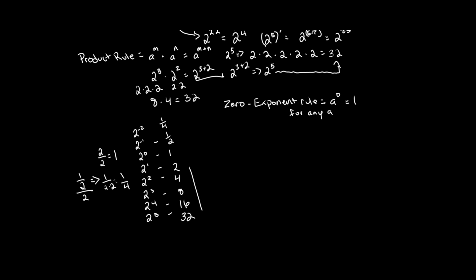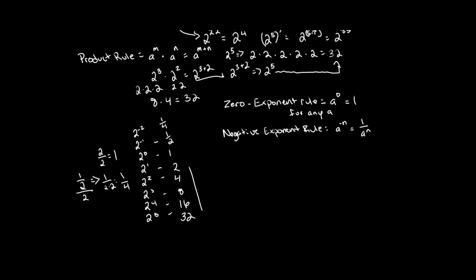Now let's take note of something. Well, first, I guess first let's talk about the rule. Let's talk about the negative exponent rule. That is that a to the negative n is equal to 1 over a to the n.